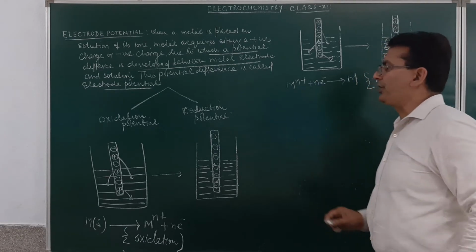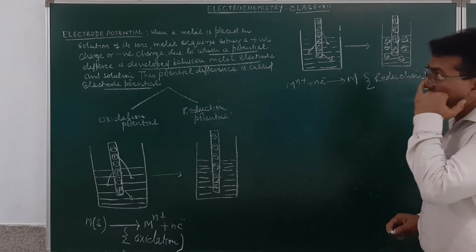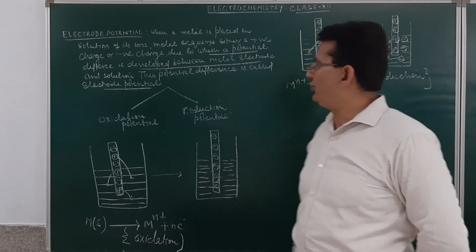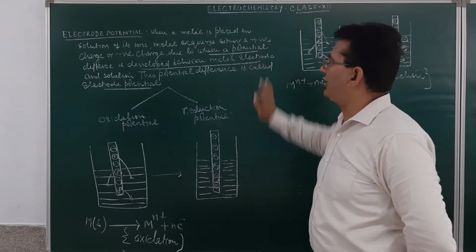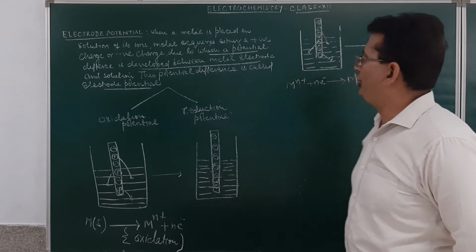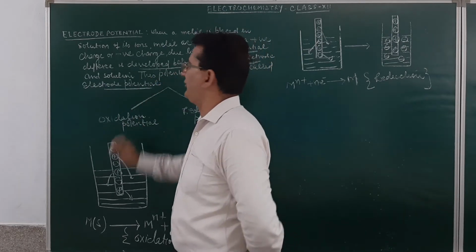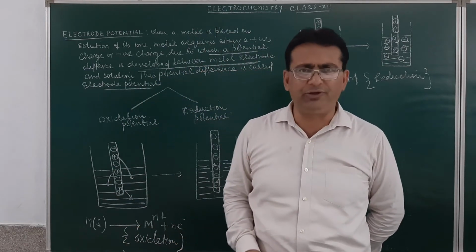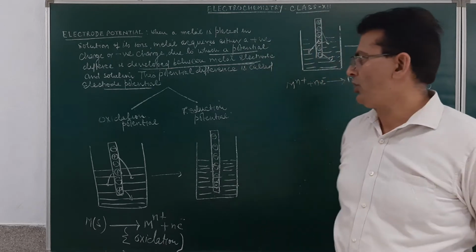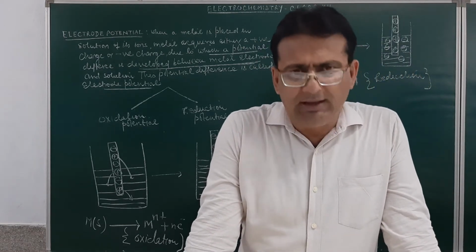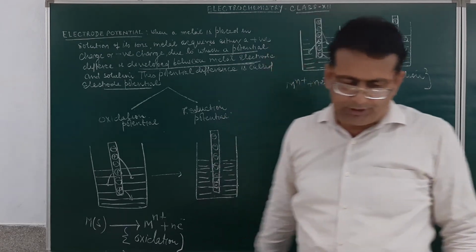So what is electrode potential? When the electrode is dipped in the solution of its ions, it will acquire either a positive charge or a negative charge, due to which there develops a potential difference between the metal electrode and the solution. This potential difference is called the electrode potential. Am I clear? So this potential difference is called the electrode potential.